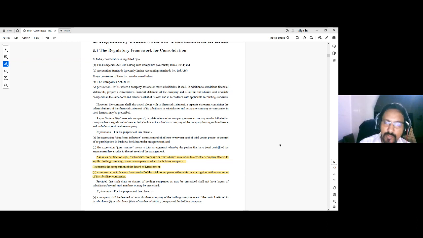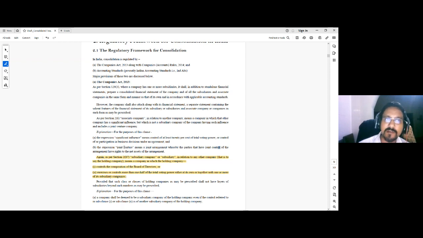So either you, on your sole basis, control the board of directors composition, or you, along with your other subsidiaries, hold more than 50% of the voting power of another company, then that other company is your subsidiary company. In that way, subsidiary company is defined.